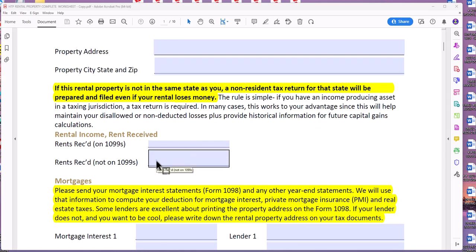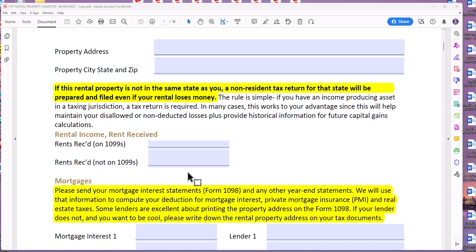And then rent that your client pays you. Sometimes clients have a copay and they pay that in cash. You're going to put the cash amount here. If you have not received any rent on a 1099, then all of your rental income would be in the section that says rents received, not on 1099s.